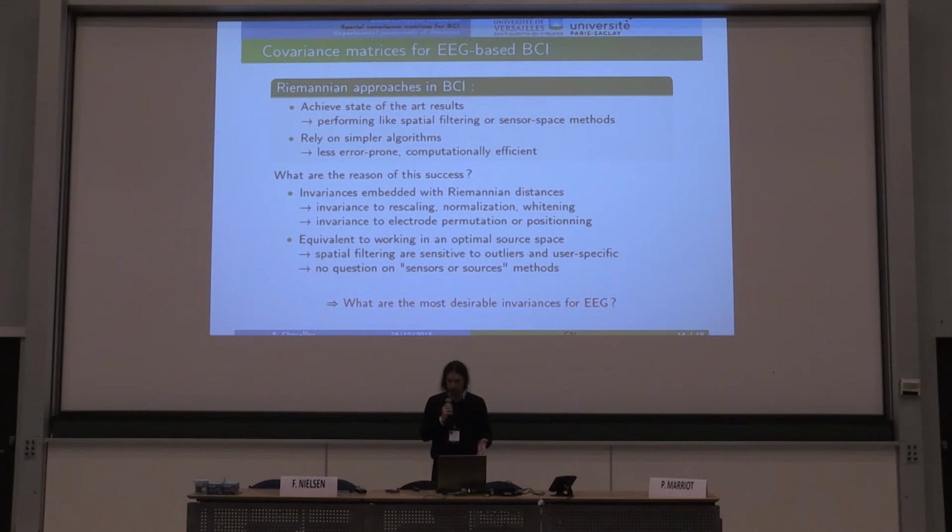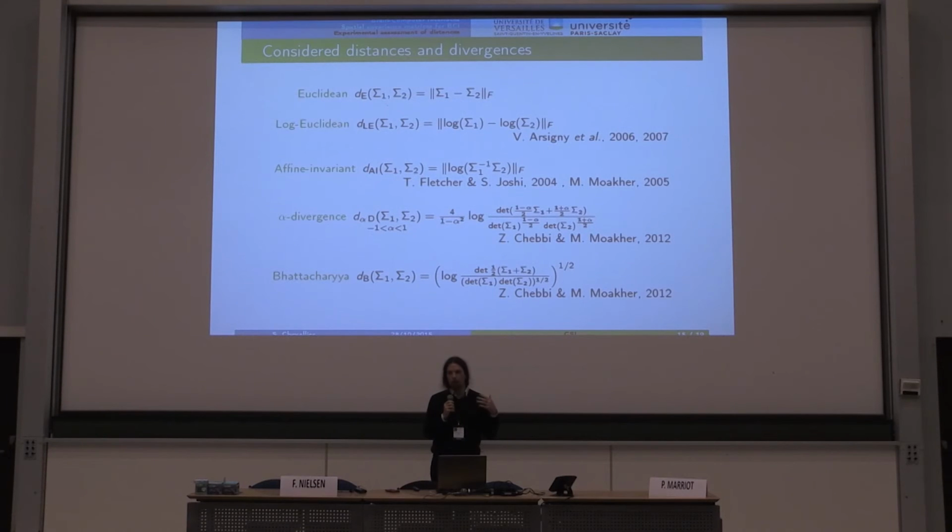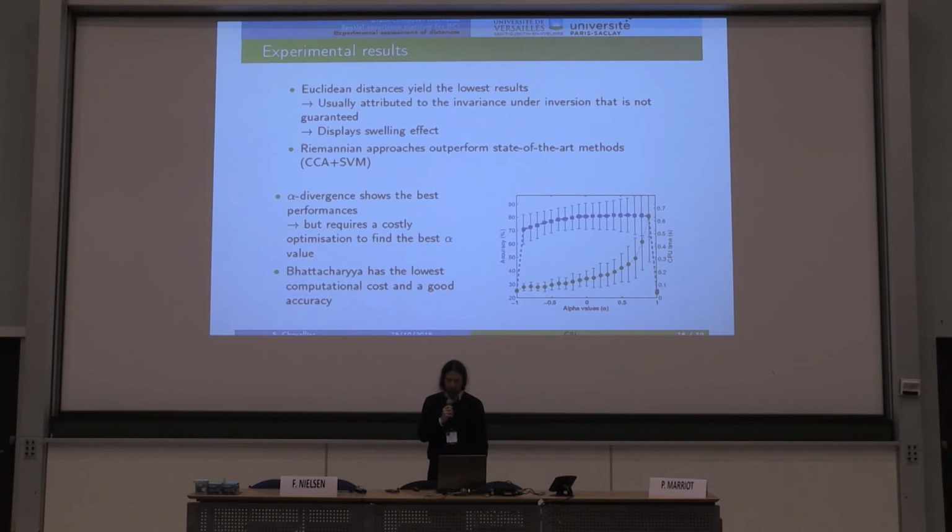Also, one of the main open questions is what are the most desirable invariances for EEG? So in the paper, we propose an analysis using several metrics, distances and divergences, to study what their impact is on the results, using the simple algorithm I showed you, that is the minimum distance to Riemannian mean.